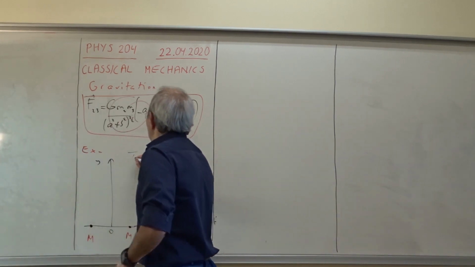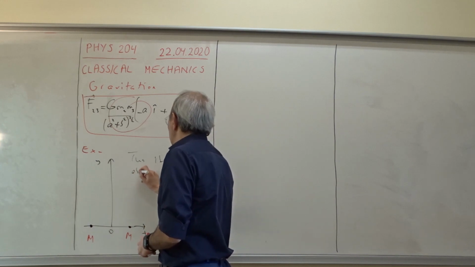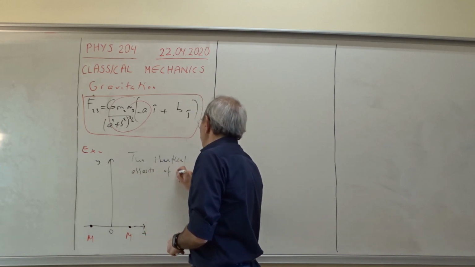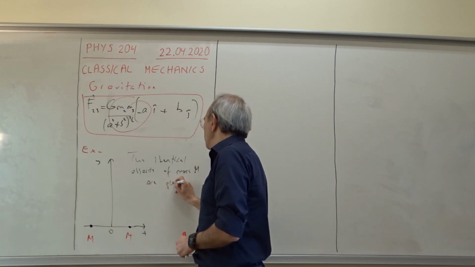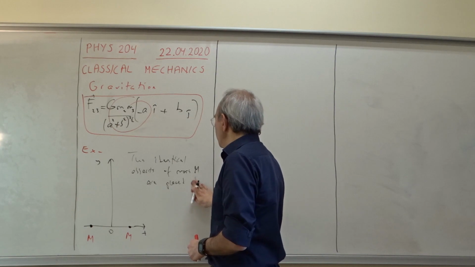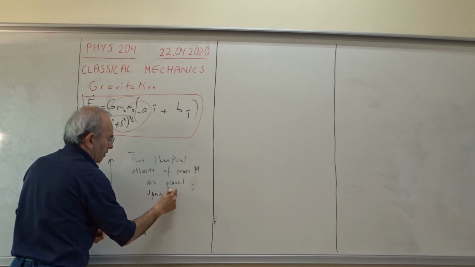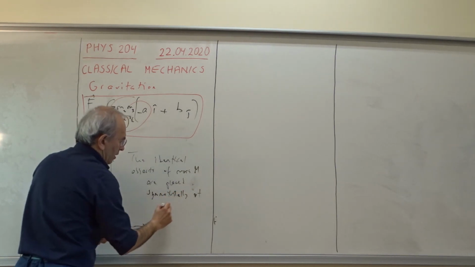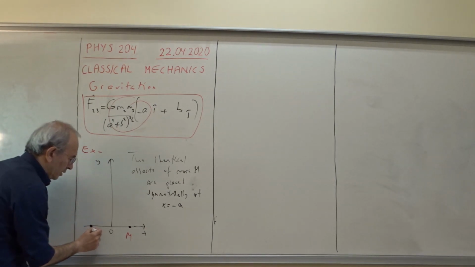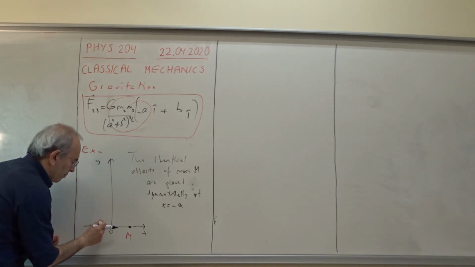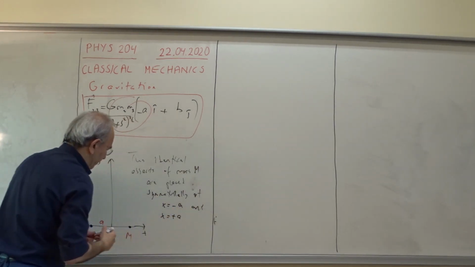Two identical objects of mass m are placed symmetrically at x equals minus a, so this part is a, and x equals plus a.